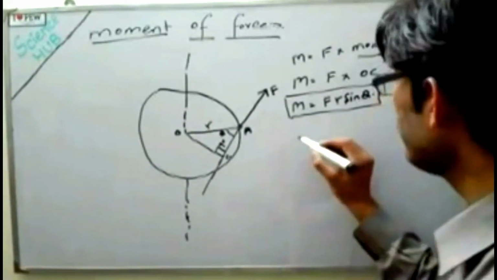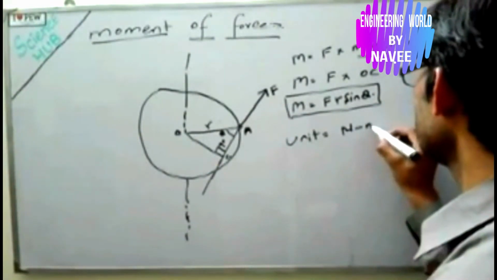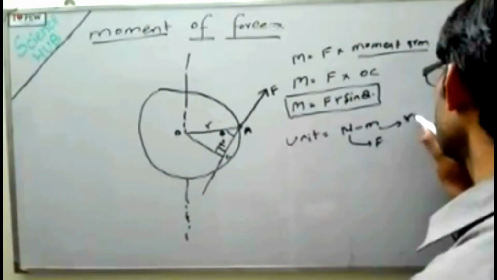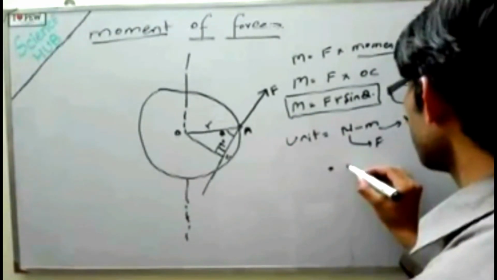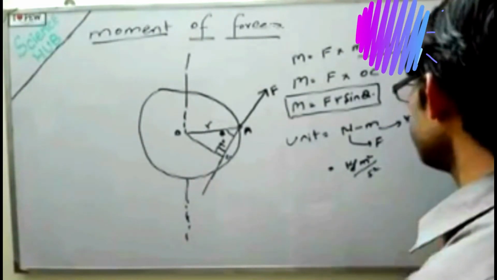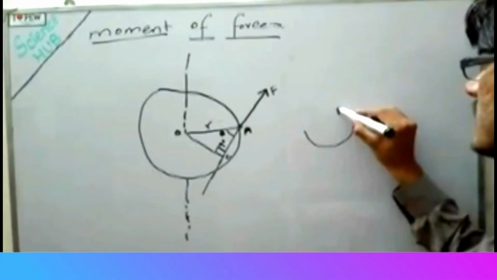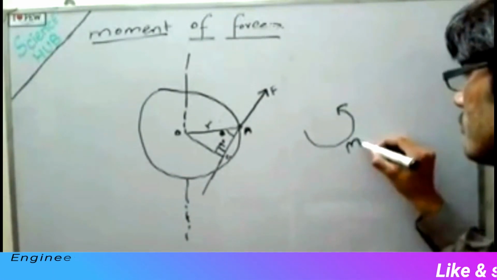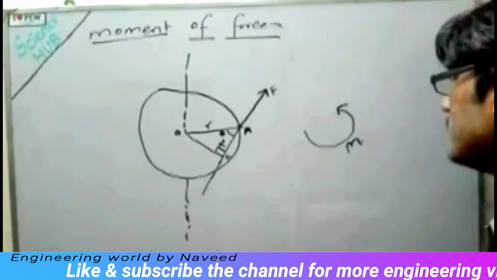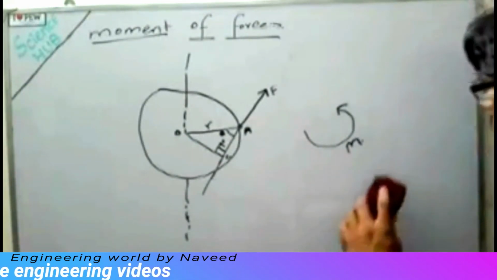Now the unit for the moment of force, or the torque, will be Newton meter. Newton is the unit of force, while the meter is the unit of R, or it can be written as kilogram meter square per second square. The direction for the moment of force is in this direction. This is the sign representing the moment of force, and we always take the anti-clockwise moment of force as positive, while the clockwise will be negative.